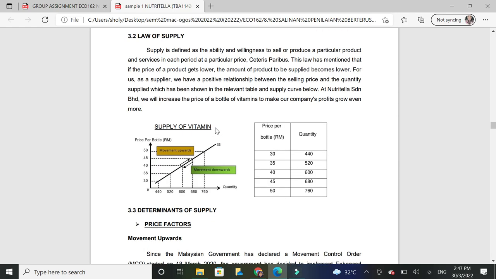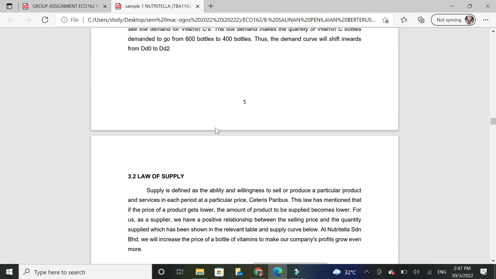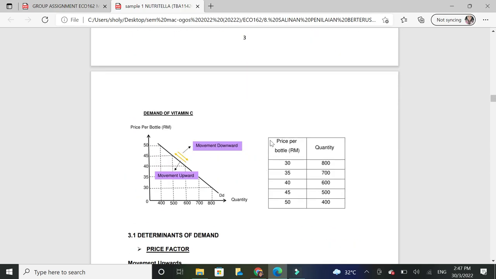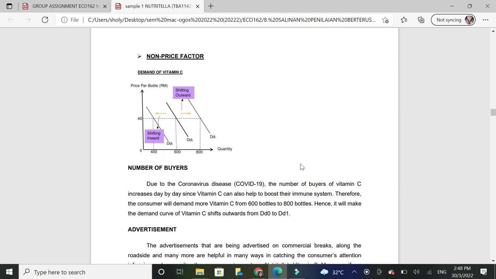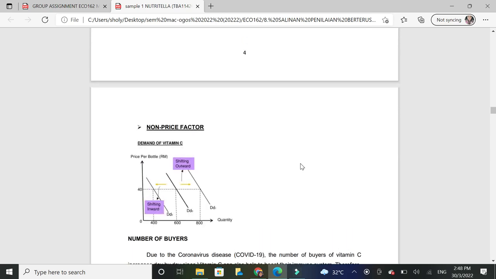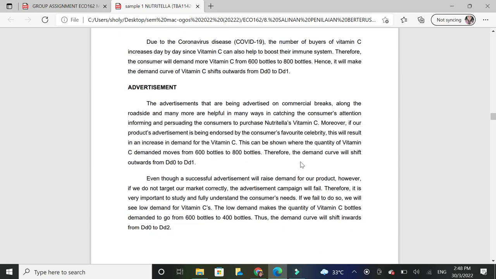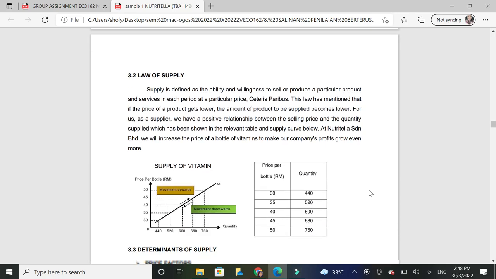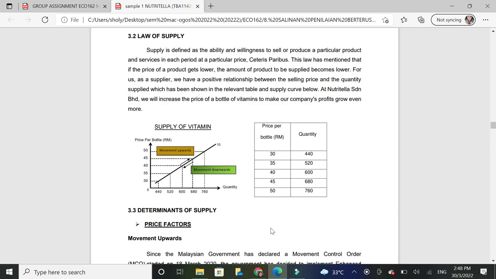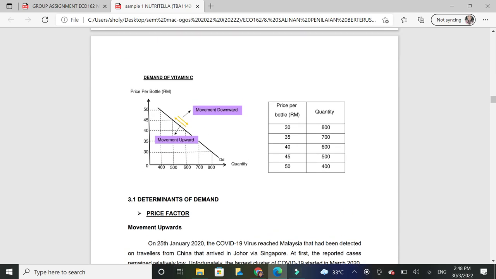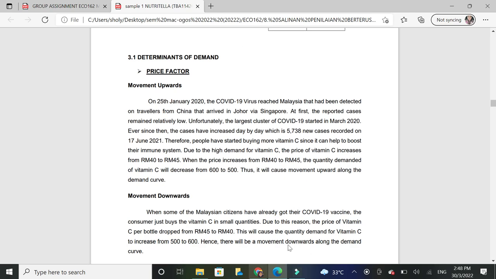Next, you go to the supply pula, and make sure the range of price tu sama tau, supaya nanti bila you nak buat topik 4 equilibrium, even though you tak belajar lagi pasal equilibrium, you boleh hasilkan demand and supply curve dalam satu diagram. So kalau you pakai different prices, for supply lain, for demand lain, at the end you tak boleh combine your demand and supply curve.